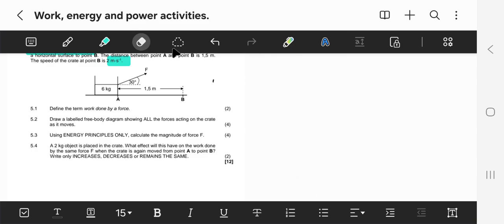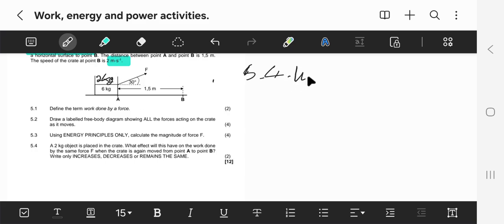Okay, guys, now we are looking at 5.4, and 5.4 says we have a 2 kg object which is placed in the crate. What effect will this have on the work done by the same force F when the crate is again moved from point A to B? Only increases, decreases, or remains the same. So guys, what you will notice here is that on this crate of ours, we have this 6 kg mass, and what we are being told is done is that a 2 kg mass is being added here. And we are asked, how will this affect the work done by this force F?